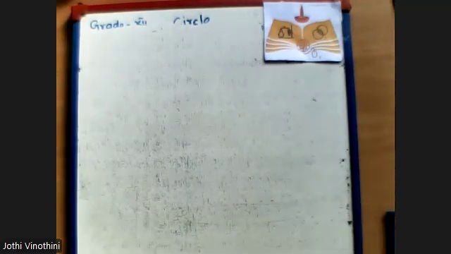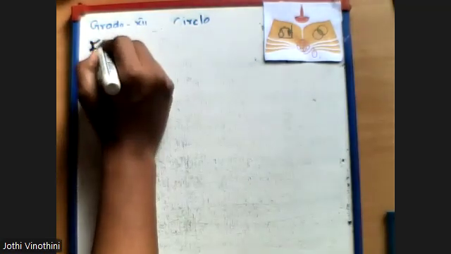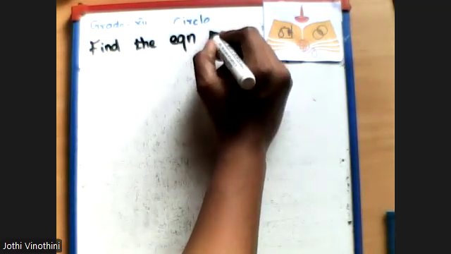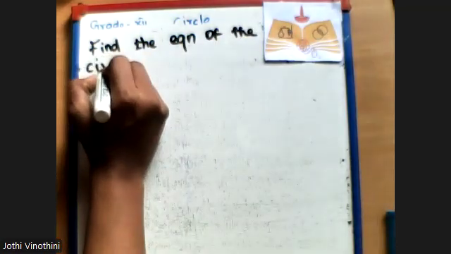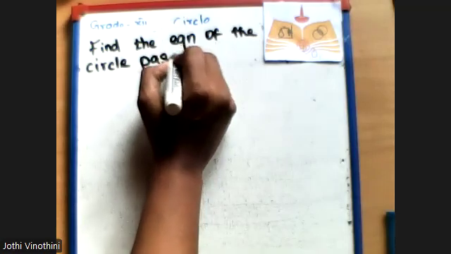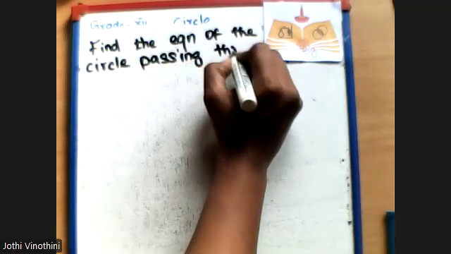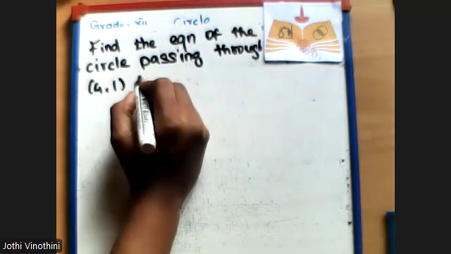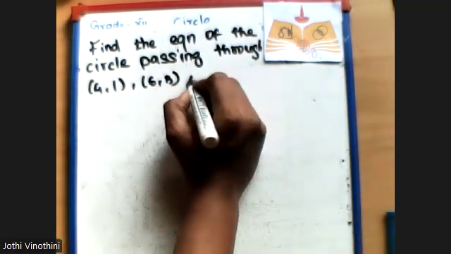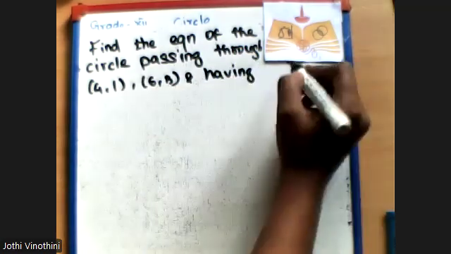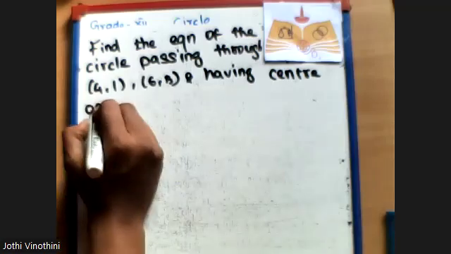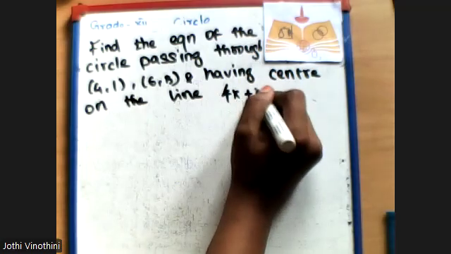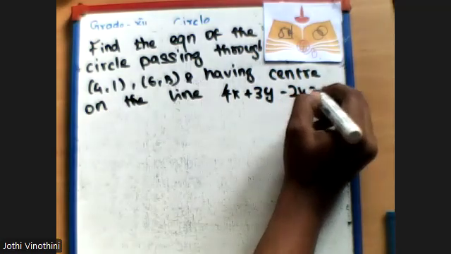Yes. So the next sum is: find the equation of the circle passing through 4, 1 and 6, 5 and having center on the line 4x plus 3y minus 24 equals 0.